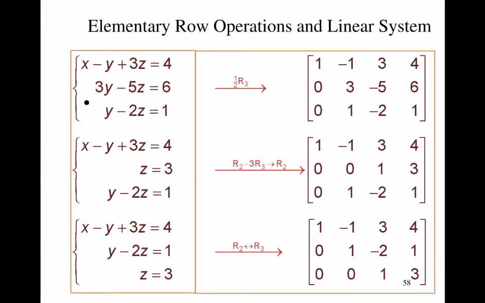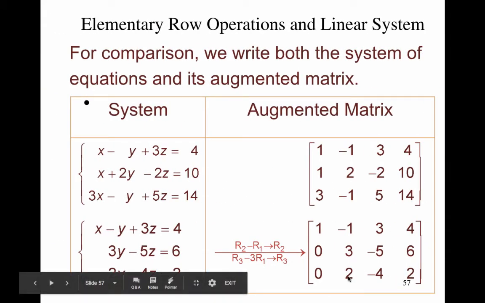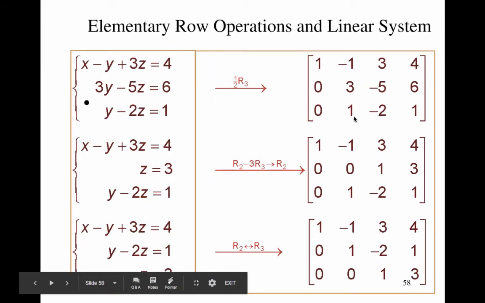If we keep going and take 1/2 of the third row, all I did was take all of these, 2, negative 4, and 2, and divide them by 2 to get a new third row of 1, negative 2, and 1.